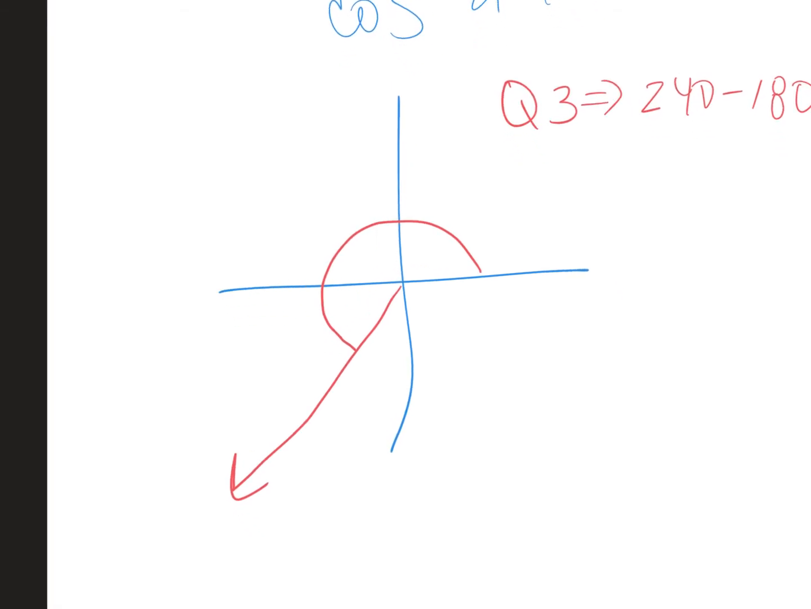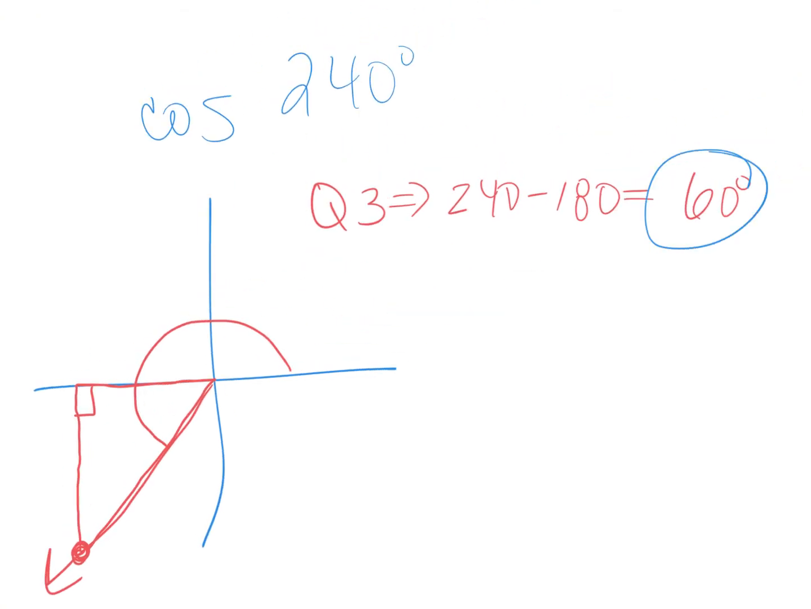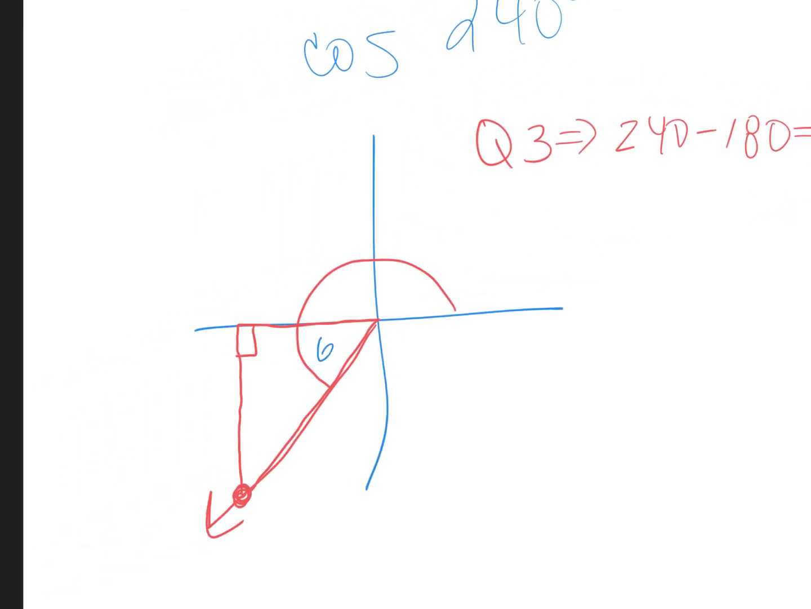So if you understand what a reference angle is, you take a point on the terminal side, you draw a vertical line to the x-axis. Do you see in red here this right triangle that we just formed? What is this reference angle? 60 degrees. Now, we know the special right triangle pattern for a 30, 60, 90.